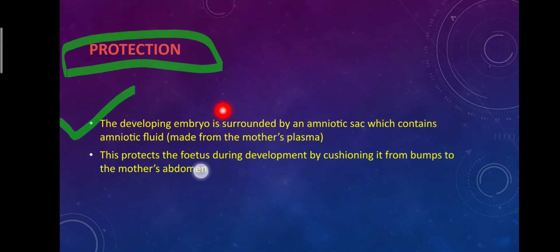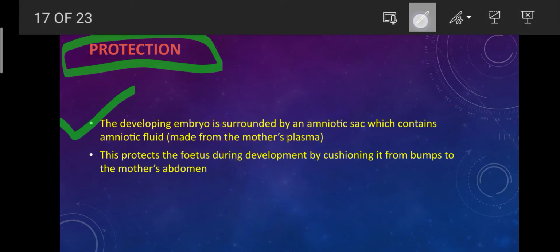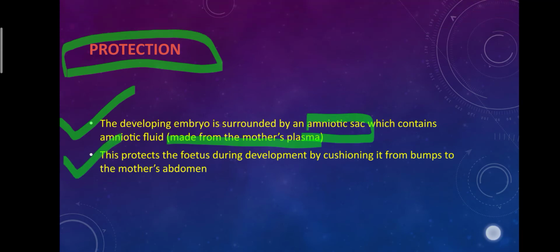The developing embryo is surrounded by an amniotic sac, which contains the amniotic fluid made from the mother's plasma. It protects the fetus during development by cushioning it from bumps to the mother's abdomen.